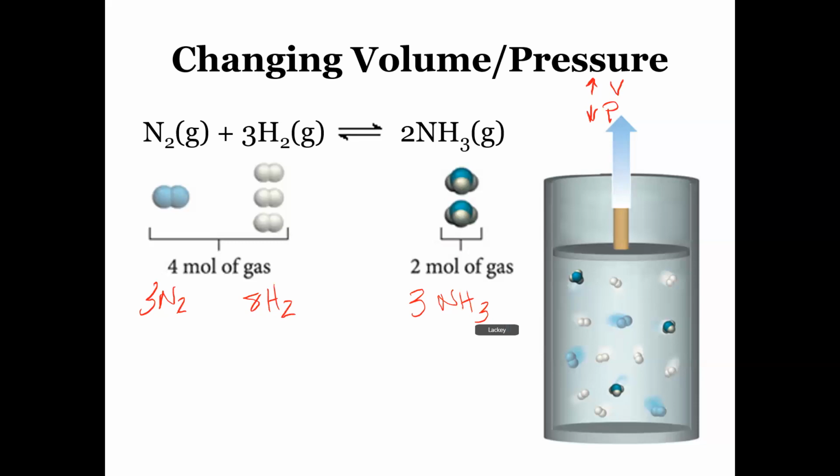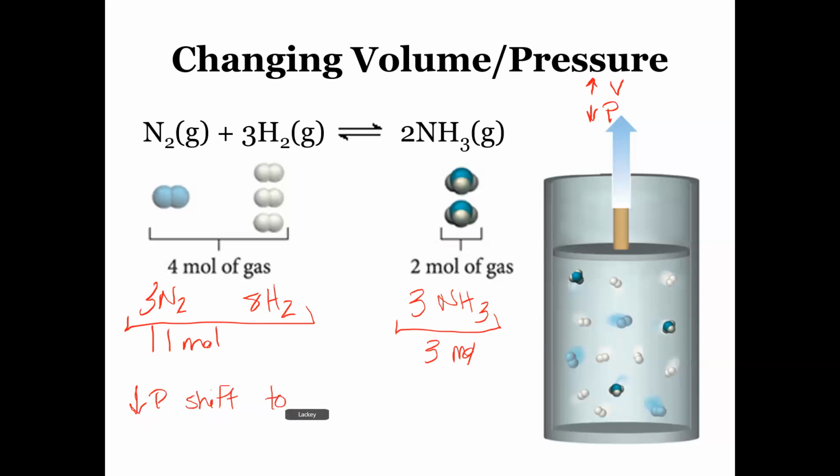So notice that whenever we look at the ratio, we now have 11 moles of gas compared to 3 moles of gas. Where it was a 2-to-1 ratio, now there is more of a ratio of reactants to products. And that is because when we decrease pressure, we shift to the side with more moles of gas, because there's room for more particles, so it produces more particles.